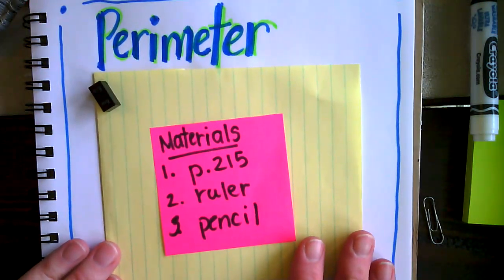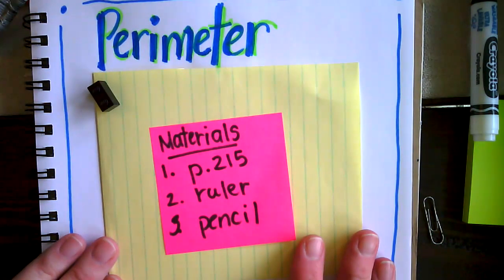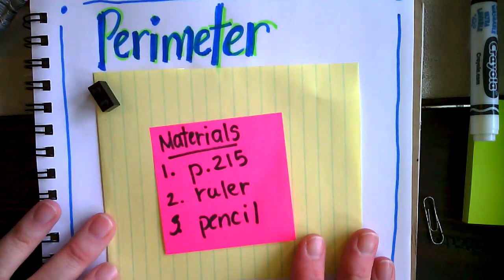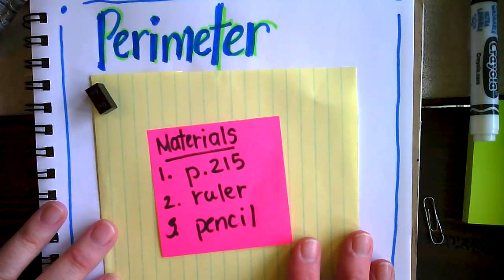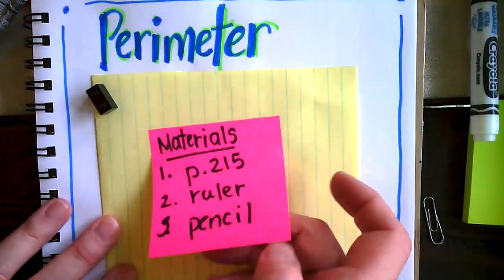Well, before we go ahead and get started with that, take a look and make sure you have your materials. You need workbook page 215, a ruler, and a pencil. So take some time to get yourself put together. Hit pause, and then play when you're ready.